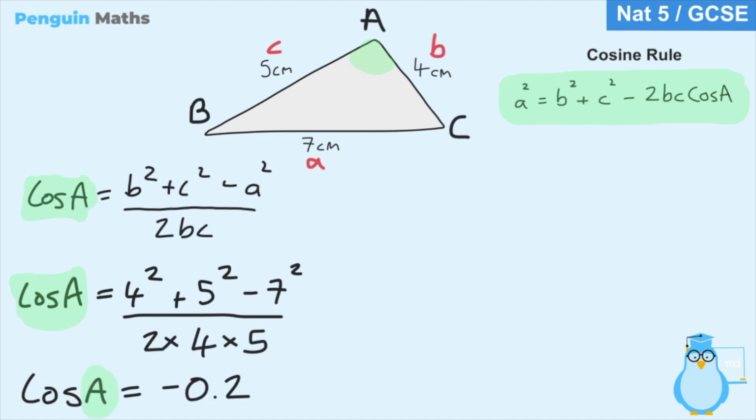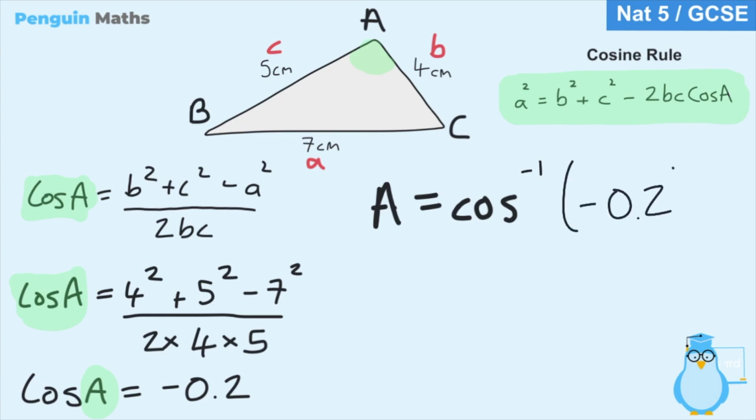But remember, what we want to calculate is the value of angle A. So that means we want A by itself in this equation, and not just the cosine of A, so we have to get rid of the cos A somehow as well. And to do that, what we have to do is take this cos over to the other side, and doing that means that we have to take the inverse function of cos. So that means that we can write angle A is equal to the inverse cos function of minus 0.2.